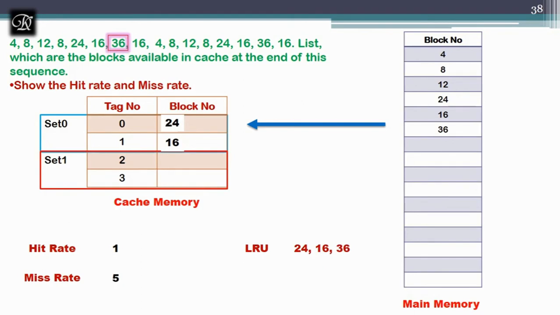Again, now there is a request for 36. Again, 36 is not available in the cache. What do I have to do? Again, perform the same task: increase the miss rate, add it to LRU, and LRU is going to decide which has to be replaced. 24 has to be replaced with 36, and it is done.